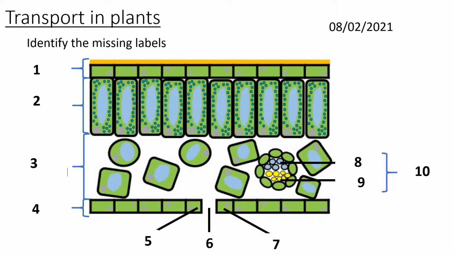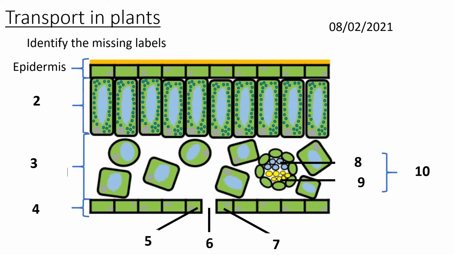Well, in terms of answers, what we've got in the top layer is called an epidermis. You can refer to it as the upper epidermis. Remember, part of the upper epidermis is that cuticle layer, which is the orange layer along the top, and that is a waterproof layer that prevents water loss.